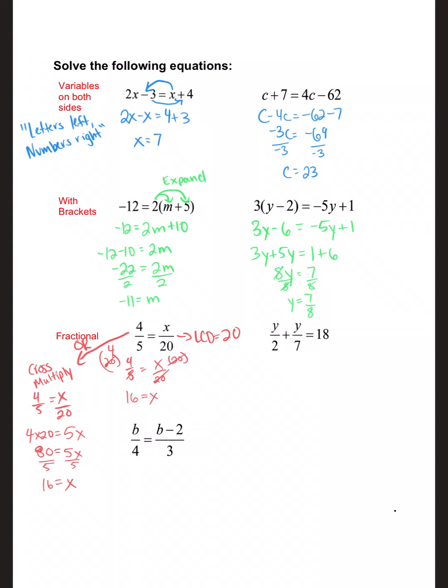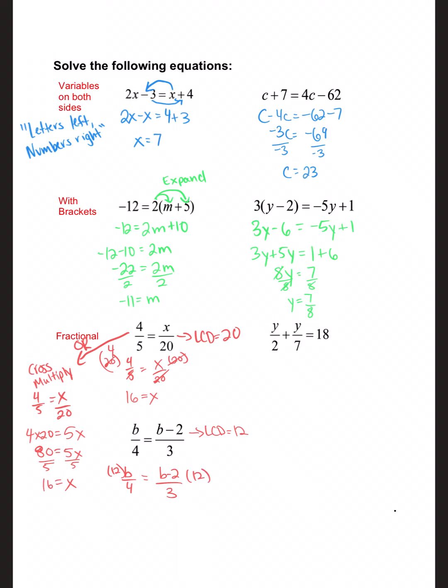Okay, let's try the one right below that, and then we'll move over to the right. So the one down below, we have this b over 4 equals b minus 2 over 3. So once again, those are pretty simple fractions. We could cross multiply, or we could multiply by the lowest common denominator. So just to stick with that process, we'll do the LCD. So we have a denominator of 4 and 3, so our lowest common denominator would be 12. So I'm just going to rewrite b over 4, we're going to multiply that by 12. And we're going to have b minus 2 over 3, and we're going to multiply that by 12.